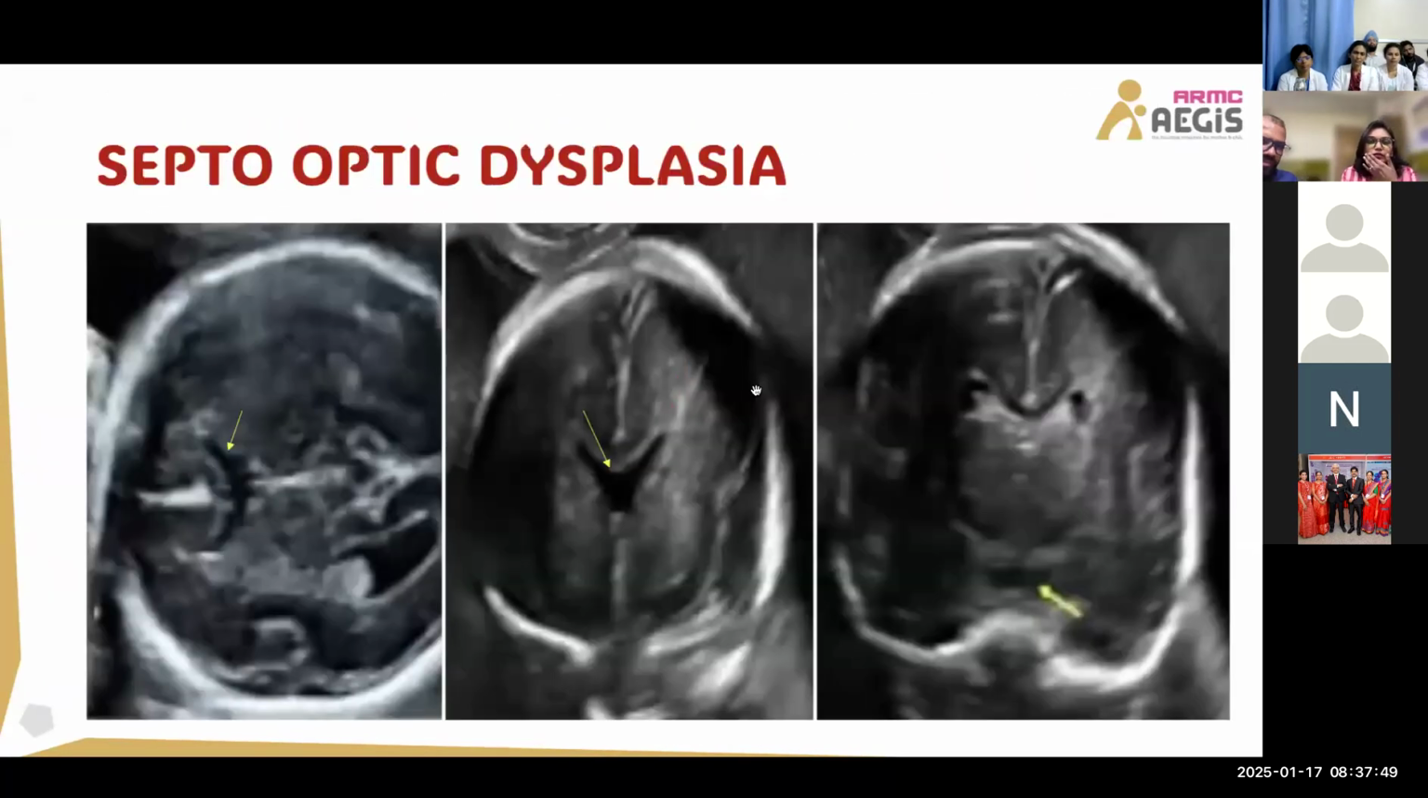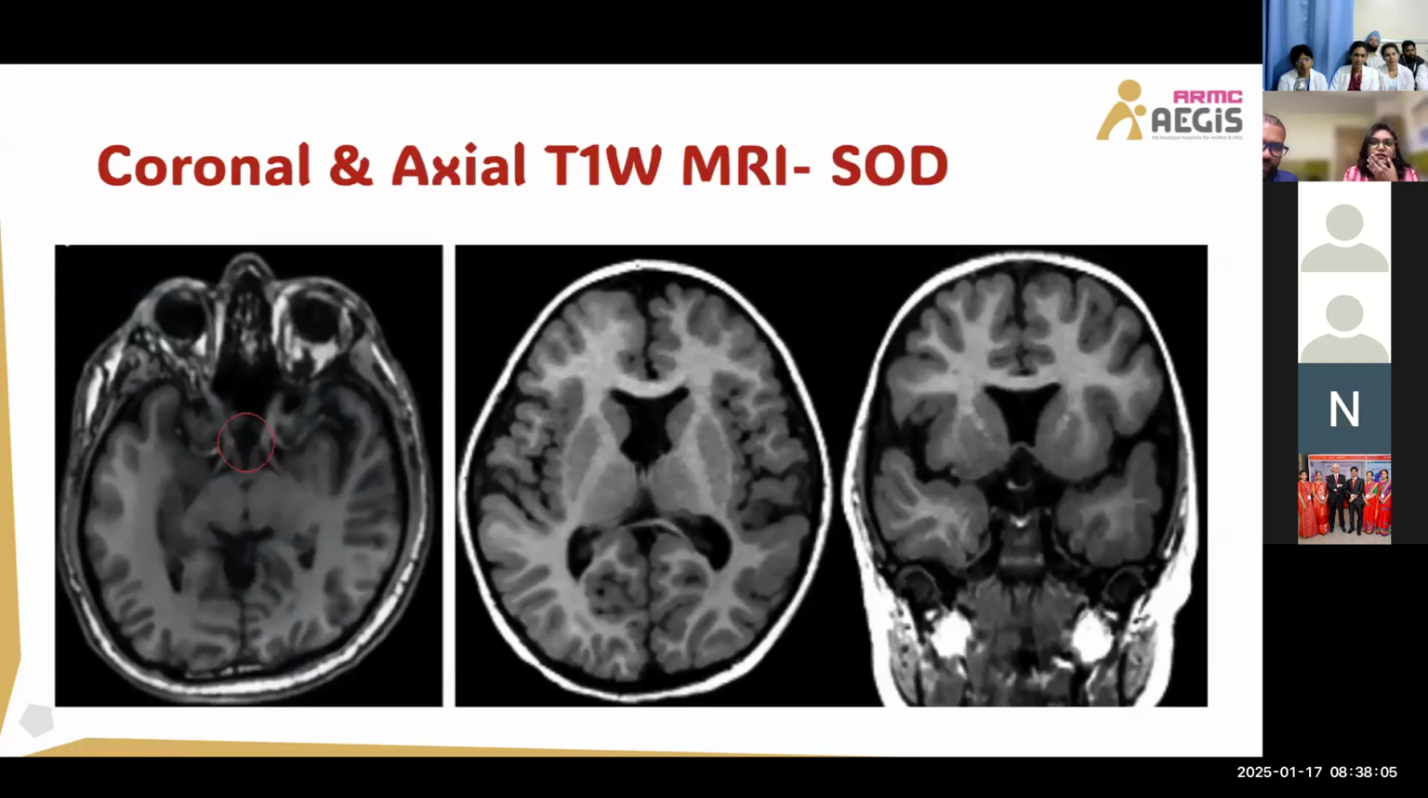So this is a case of septo-optic dysplasia where in axial and coronal planes we can clearly see the septal agenesis along with the single fused frontal horns, whereas this is a coronal transcaudate plane which again shows the hypoplastic optic chiasma. And these are a few T1 weighted MRI images suggesting septo-optic dysplasia. Here, the optic chiasma is hypoplastic along with the absent septum pellucidum and CSP with single fused frontal horns of the lateral ventricles.